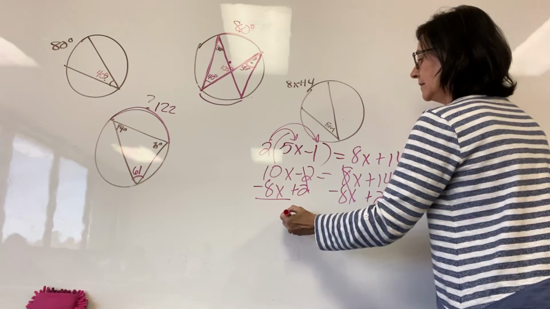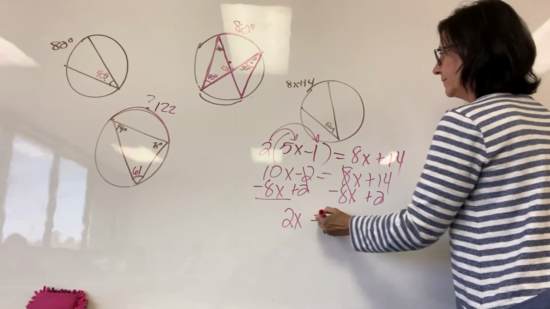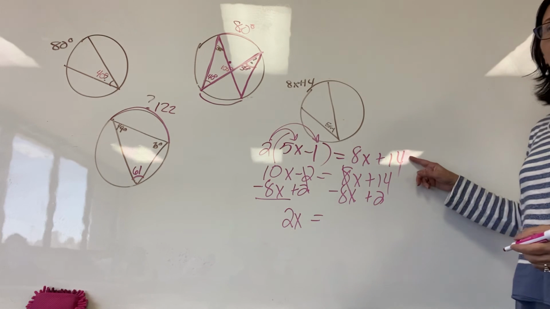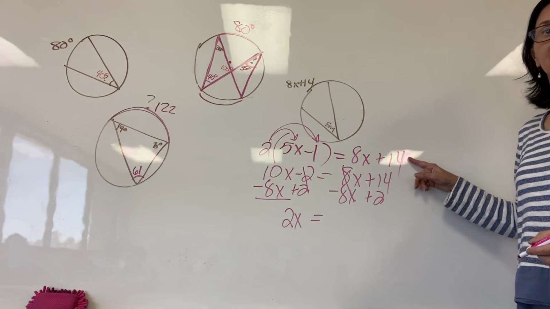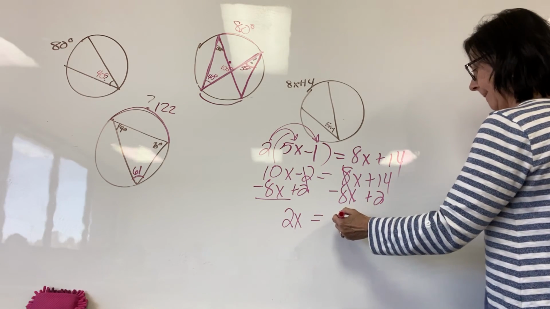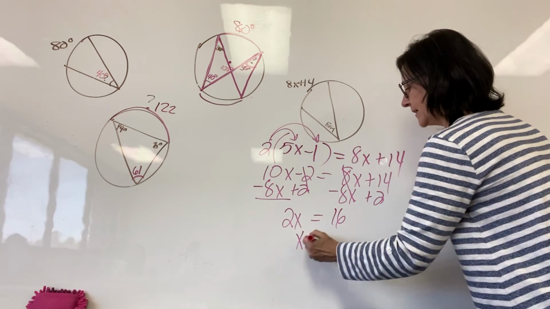You could also multiply by 2 and divide the other side by 2. Yes, you could have multiplied this by 1/2. 5x minus 1 equals 8... equals 16. And then x is 8.